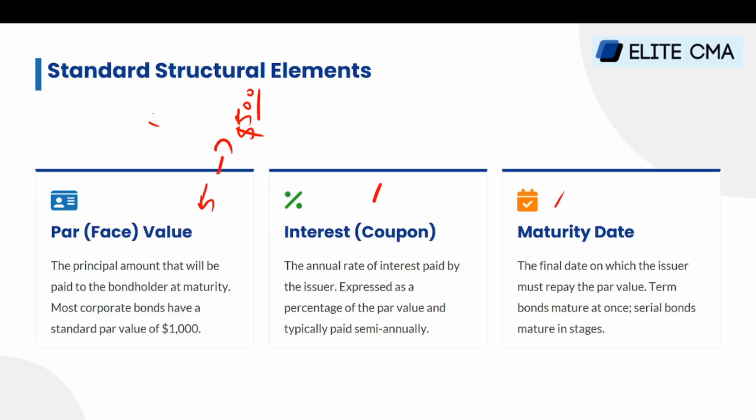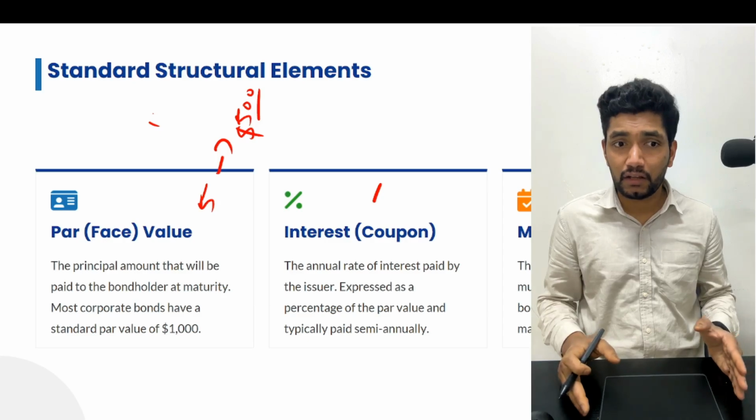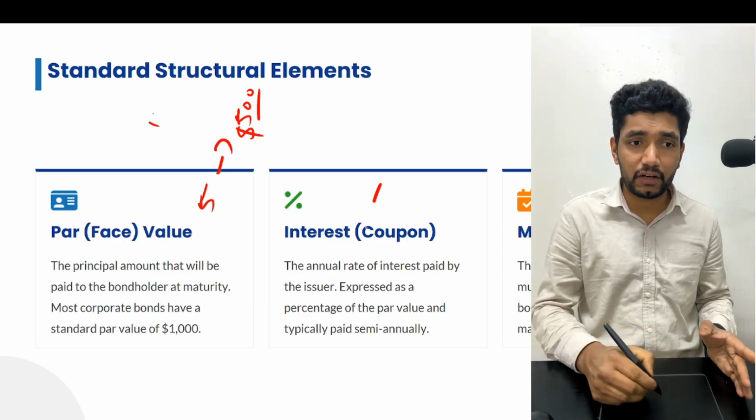Then another term is maturity date. Maturity is the final date on which the issuer must repay the par value. Term bonds mature at once, serial bonds mature in stages. So it is the final date on which the issuer must repay the par value. What is the agreed value?